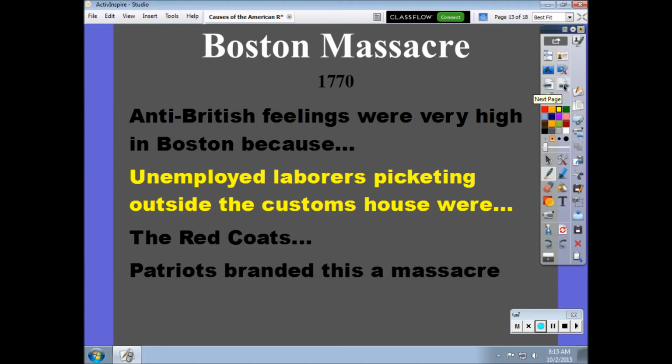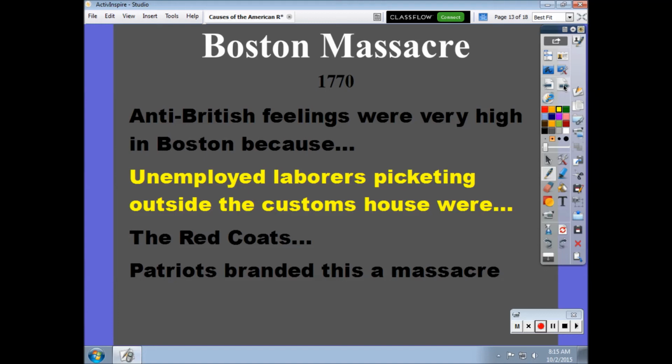Remember that the anti-British feelings are very high. Why? Well, because in Boston in particular, Boston is kind of a strange town in the sense that it's a very small peninsula at the time, almost roundish, and you could stand in the middle of Boston and see ships all the way around Boston on every side. And Boston has been particularly hard hit by the Townsend Acts and the unemployment that's rampant as a result of the Townsend Acts and the boycotts that resulted from it.